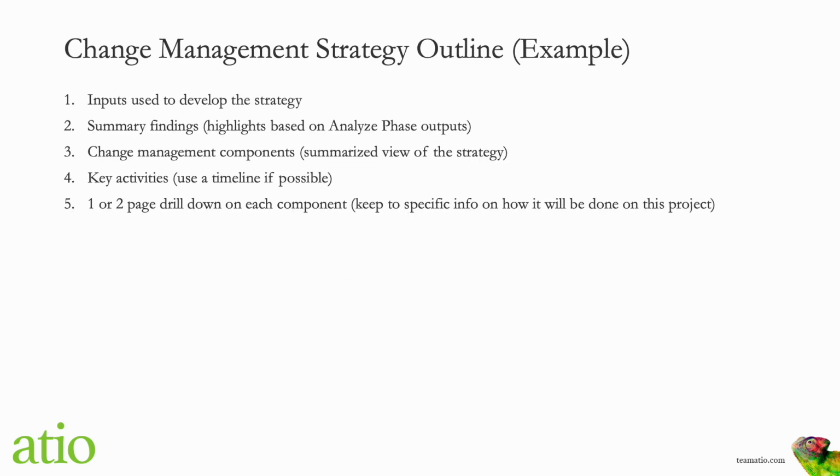This is an example of an outline for a change management strategy. Yours is going to be specific to your project needs. Starting with the inputs used to develop the strategy, this is a good place to bring people along, to show them what information you used to create your strategy. That would be your case for change, your leadership interviews, your change impact analysis, your stakeholder assessment, those kinds of information, anything else you might have done before you create your change management strategy.